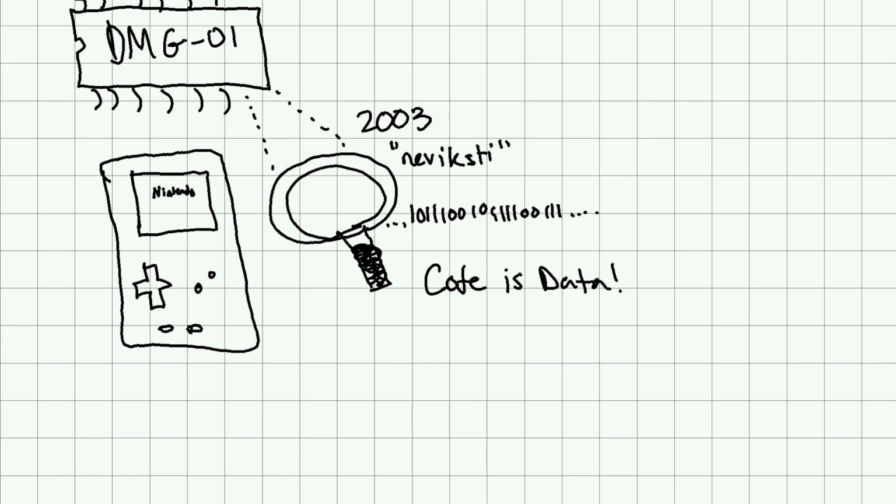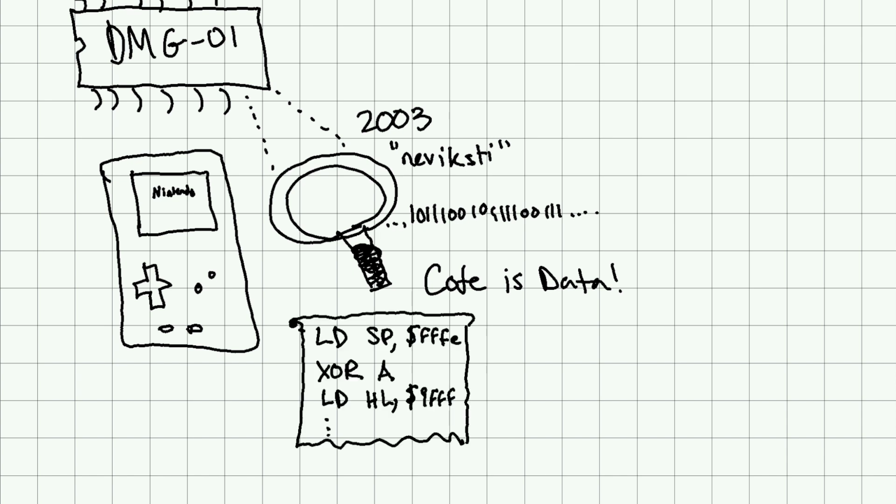There's this notion that code is data. What do I mean by that? The instructions, for example, LD SP, $FFFE, XOR A, LD HL, $9FFF, correspond to the bit string 00110001 11111110, etc., and vice versa. These zeros and ones are kind of hard to deal with. It's kind of like looking at ants walking around.